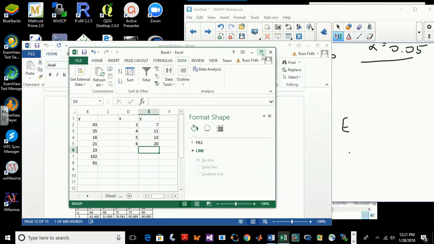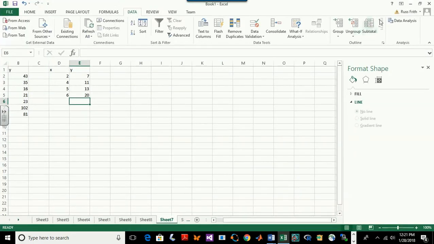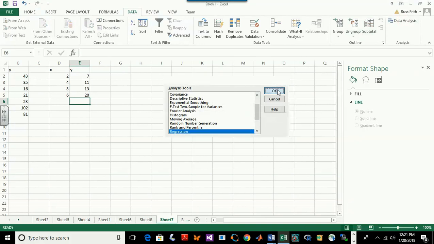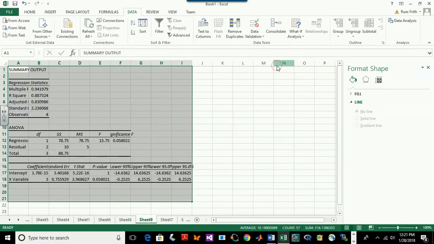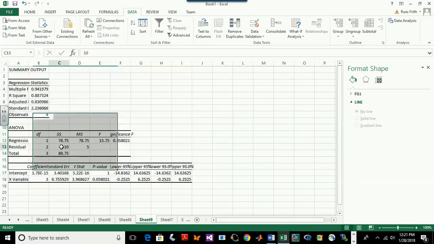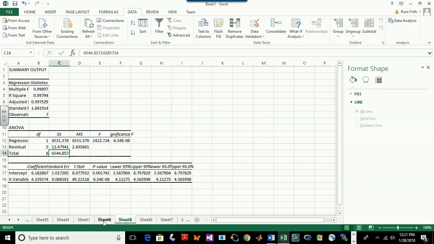So again, we use the data analysis regression. Okay, our range is here. Our inputs are here. Okay, calculate. And so the unexplained variation is the residual quantity, which is 10. Okay. All right. So let's go back to our test score problem.